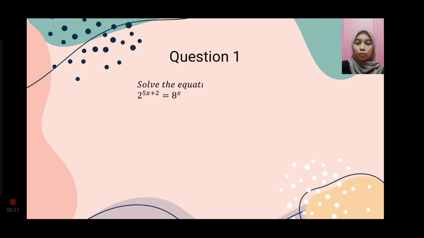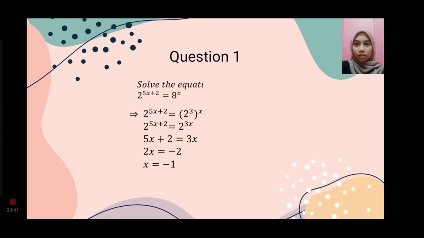First thing first, we need to change the 8^x to the same base as 2 to the power of 5x plus 2. We know that 2 to the power of 3 is equal to 8. So we change 8 to 2 to the power of 3 in the bracket, and x is still outside of the bracket. So we need to multiply the 3 with the x outside of the bracket, so it will be 2 to the power of 3x.